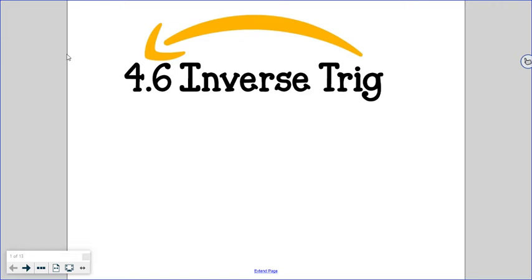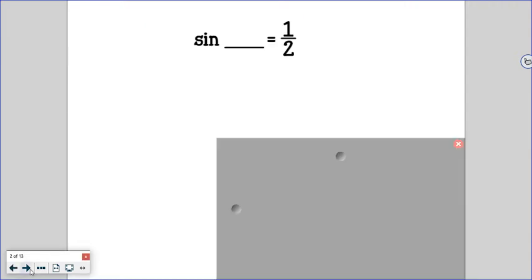The idea of inverse trig, in a very watered down way of talking about it, is if I were to hand you this question right here, and I said that we took the sine of something and we got an answer of 1/2, what was that something? That's kind of where we're going to go with this chapter.